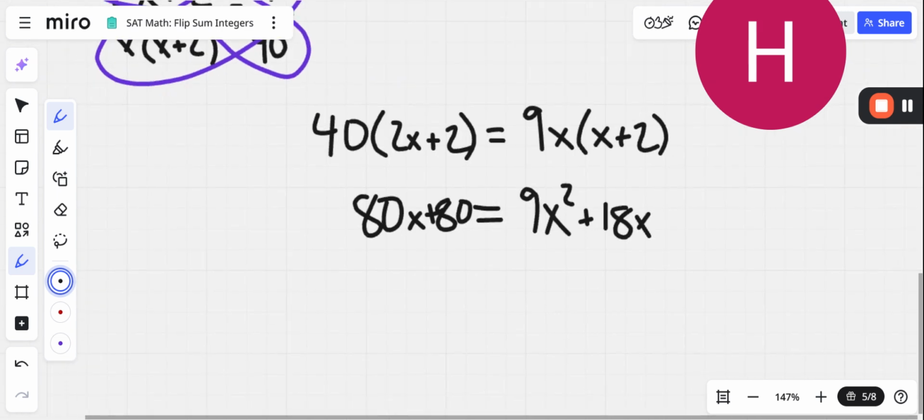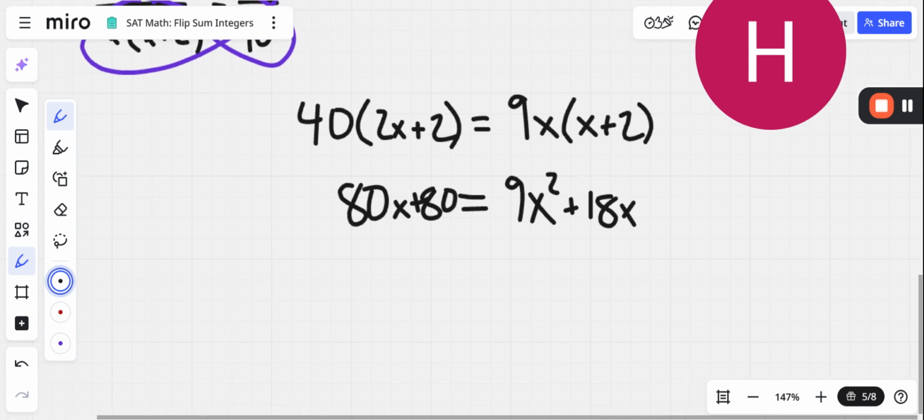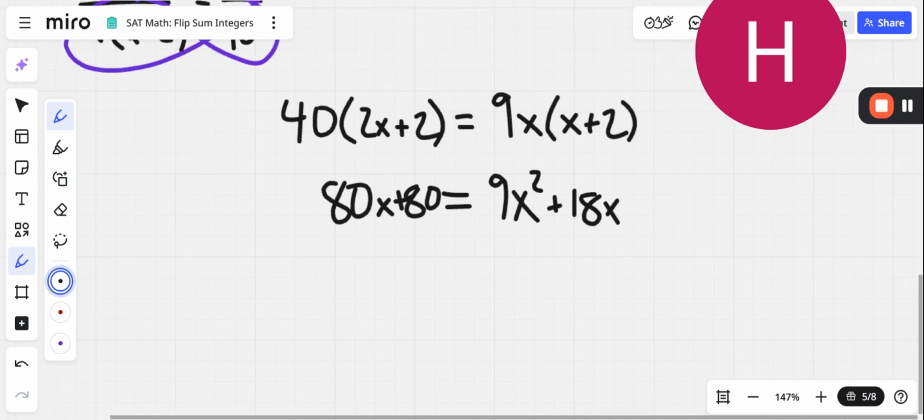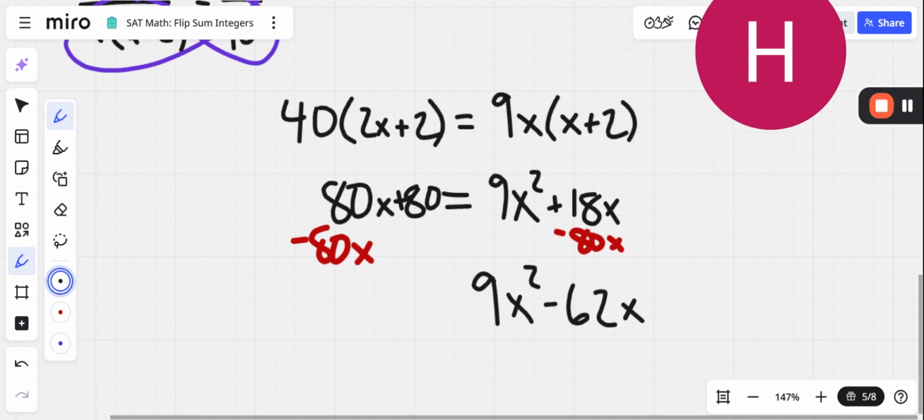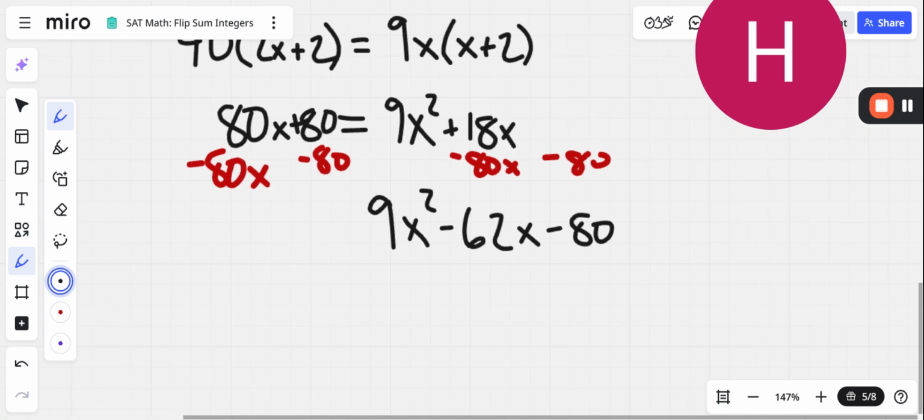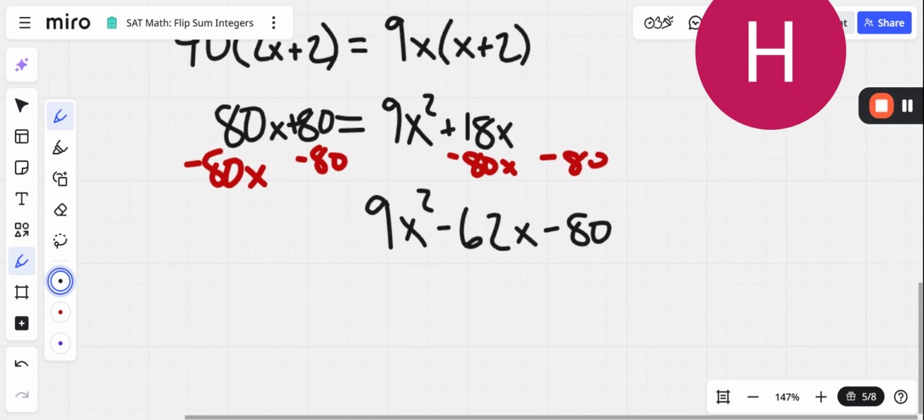So let's get everything over to one side. Hopefully some magic will happen here. No guarantees, no promises. We have 9x squared. Subtracting 80x from both sides, that's going to leave us with negative 62x. And then we're going to subtract 80 from both sides as well. So apparently we're going to get some integers out of this. Looks a bit messy.